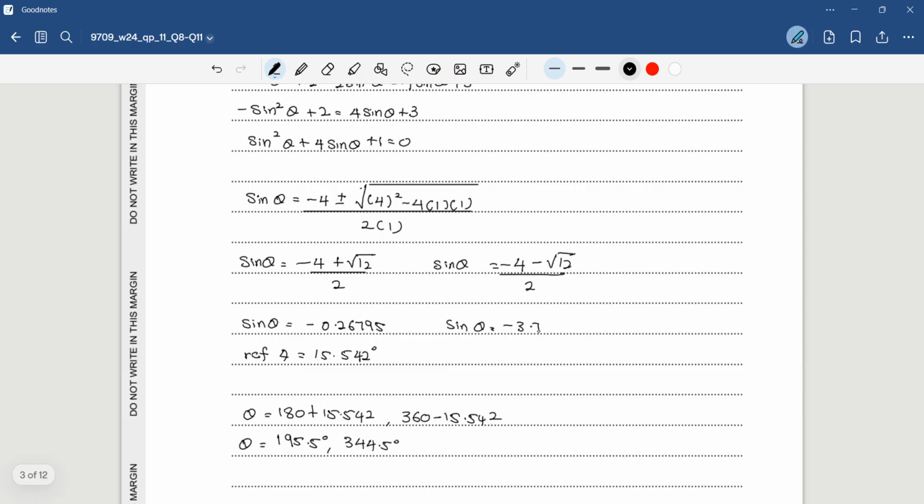Whereas for the other one, sine theta will be negative 3.732, and this is not within the range. If you realize, sine theta must be between negative 1 and 1. So for this, we reject it, or we can just ignore it.